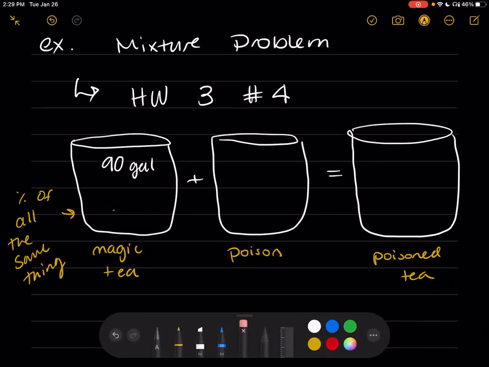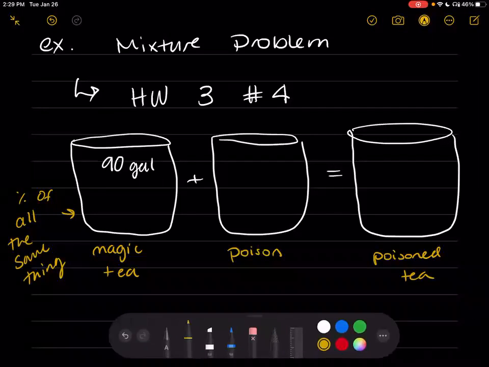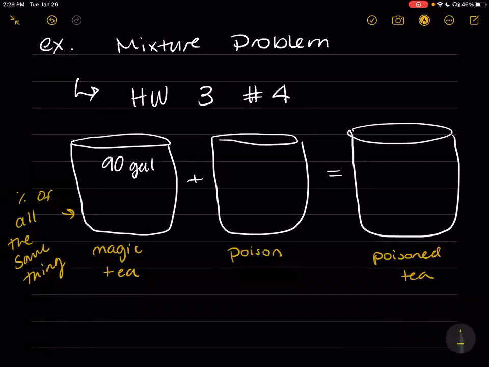But of course, in this case, we don't have water or juice, we have tea and poison. So the question becomes, which one should we put down? The trick is, we want 4% poison in the last poisoned tea. So this is going to end up being 4% poison. So these all need to be in poison. Magic tea doesn't have any poison in it before he's trying to drink it. This is going to be 0% poison. And poison itself is 100% poison.